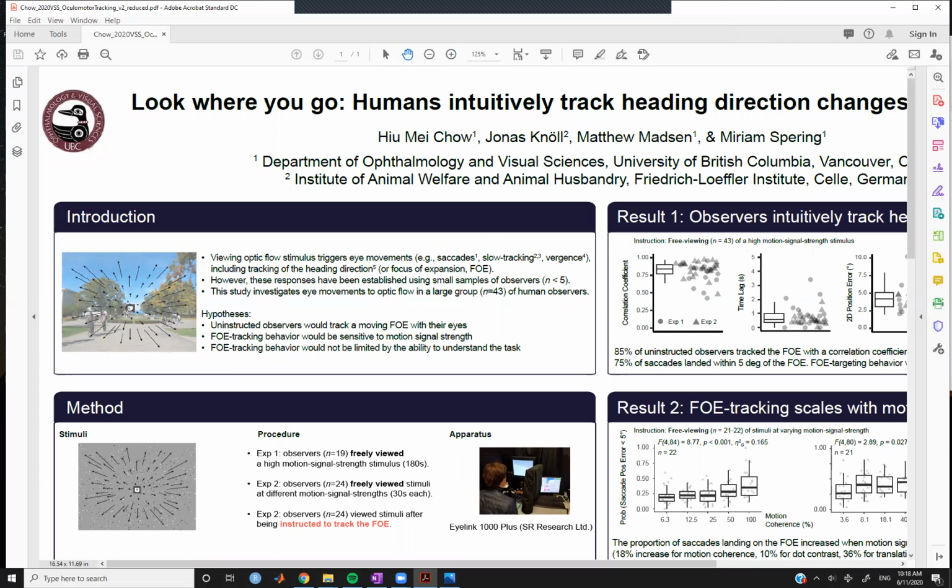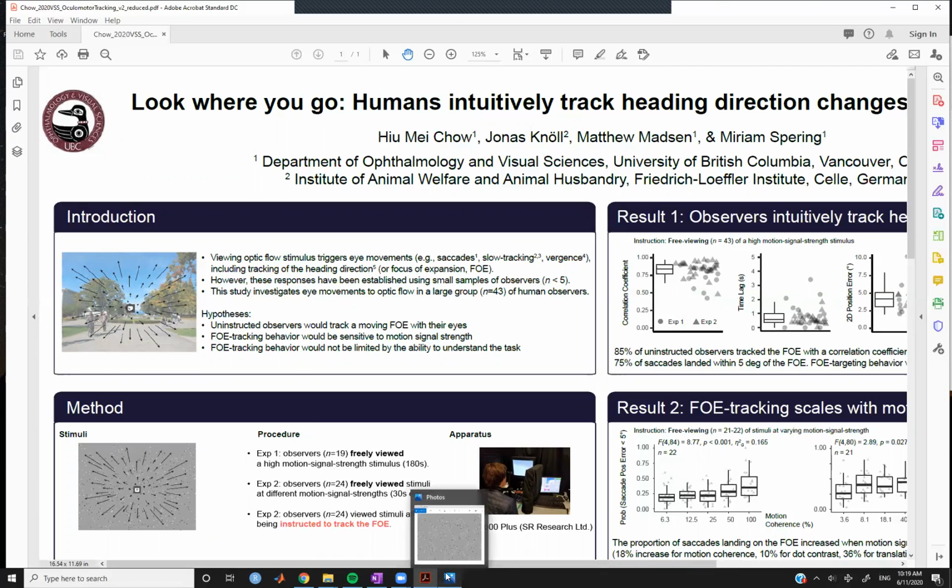However, these responses have been established using small samples of observers. In other words, we don't know how generalizable and how intuitive these eye movements are. So this is what we try to study, by investigating eye movements to optic flow in a large group of human observers before instructions and after instructions.